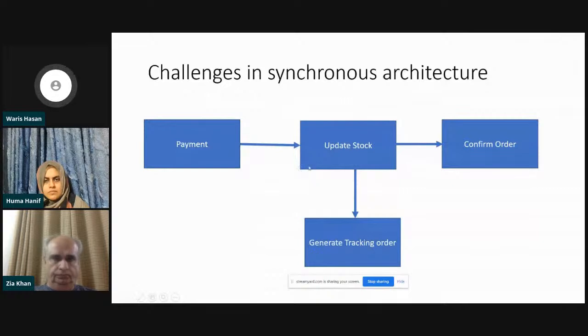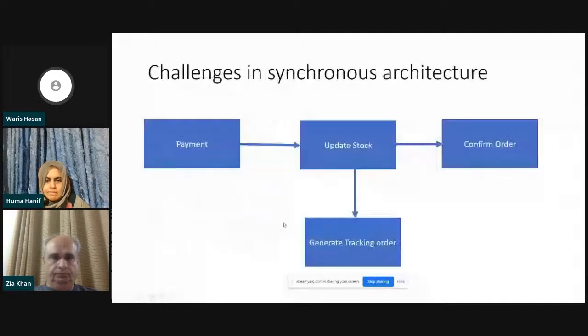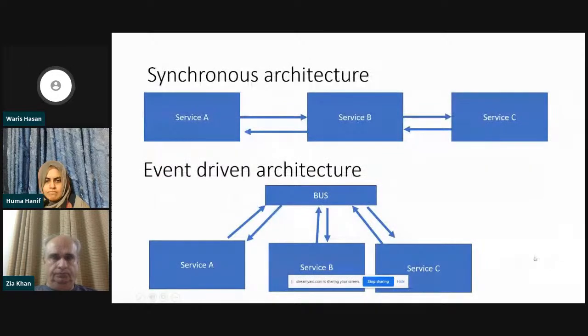The second point is that in a synchronous architecture, if I define it like this, and later I want to change it, I actually have to change a lot of code. Like if I want to run this before payment, if I want to change the order of the services, it would be really difficult in a synchronous architecture. But in an event-driven architecture, it's not so difficult. So orchestration is easy. Adding more services is not a problem. Like I showed you over here, you can add as many services as you want. It wouldn't be a problem. But here it would be a big problem.